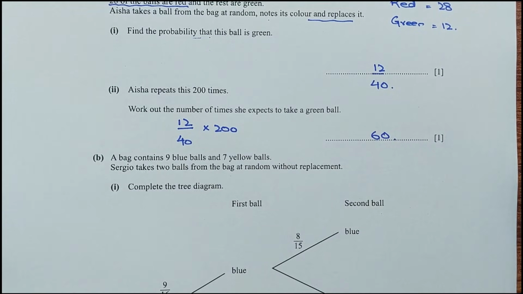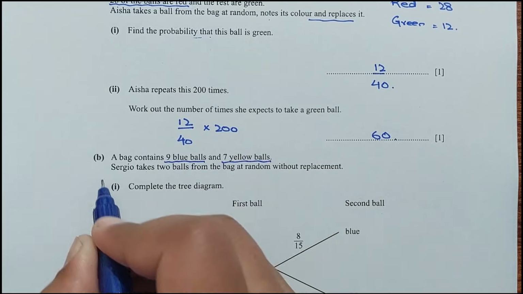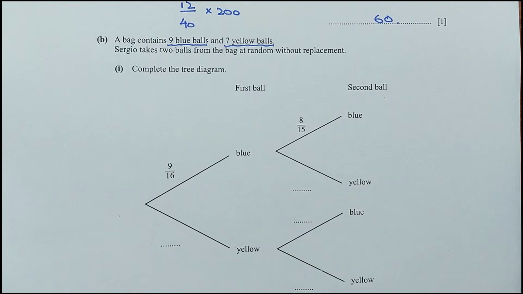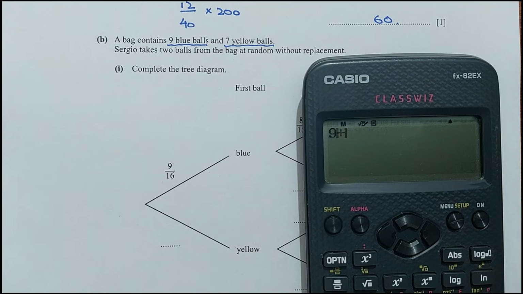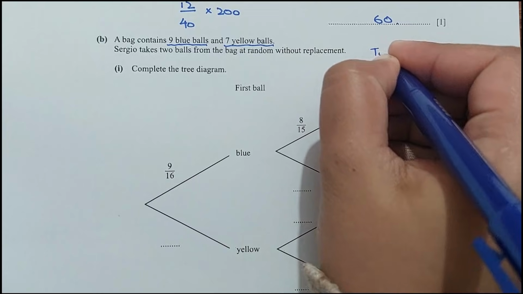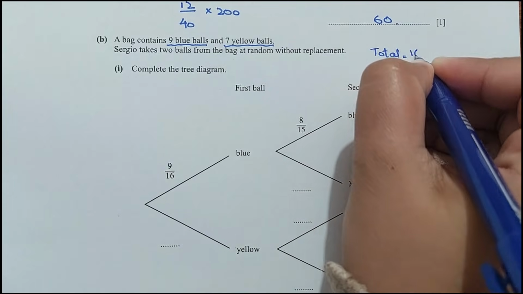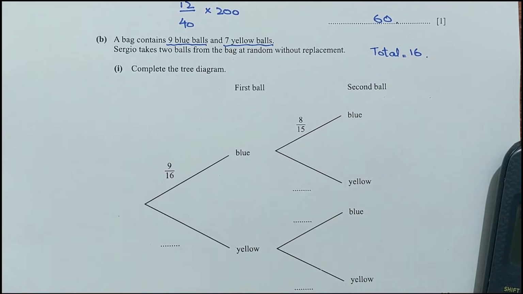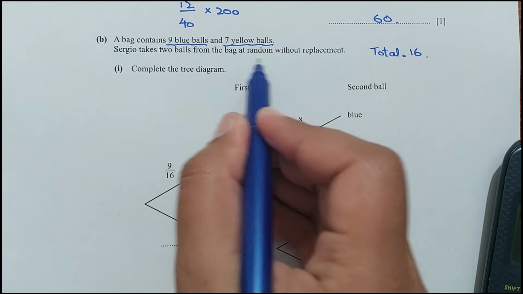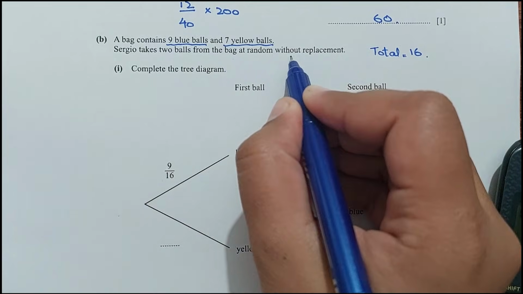Now for part B, a bag contains 9 blue balls and 7 yellow balls. So the total number of balls is 9 plus 7, which is 16. So from here the total balls are 16. Okay, Sergio takes 2 balls from the bag at random without replacement. Number 1, complete the tree diagram.